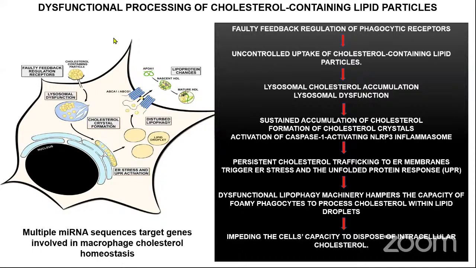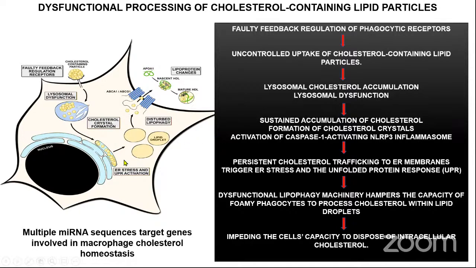So this could involve, as we said, the entry of low density lipids through specific receptors. So there could be a faulty feedback regulation of those receptors. So there's uncontrolled uptake of cholesterol containing particles. Lysosomal dysfunction will allow for cholesterol to accumulate within the lysosomes. From here, the cholesterol formation and cholesterol crystals then activate caspase, which forms inflammasomes.